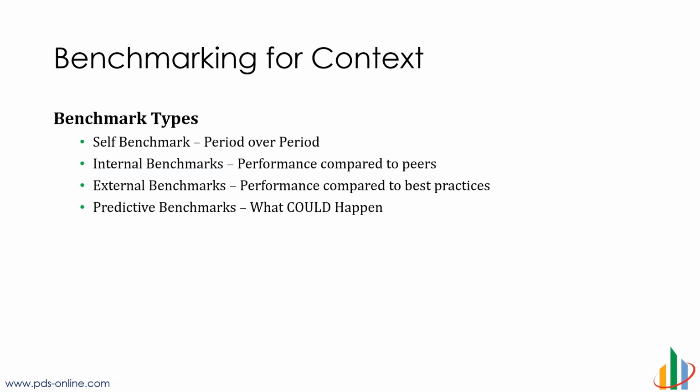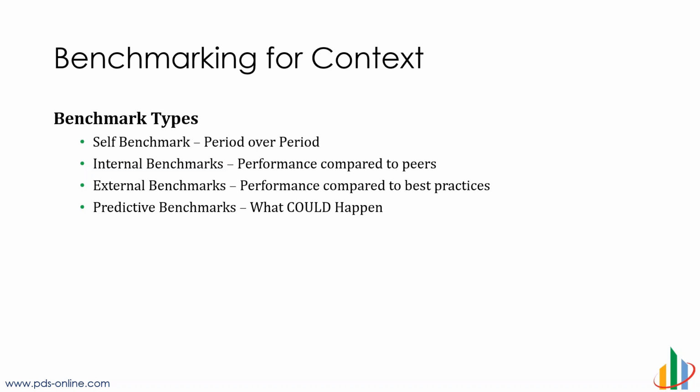Let's talk a little bit about the types of benchmarks. There's a self-benchmark, which is just kind of a period-over-period benchmark. A lot of times clients say, well, where should we be? And I like to say, well, you want to be better than where you were a year ago, or a month ago, or a quarter ago. That period over period really kind of gives some context to what you're looking at. In addition to that, there are internal benchmarks where you may be comparing providers or departments or clinics against other peers within the same organization.